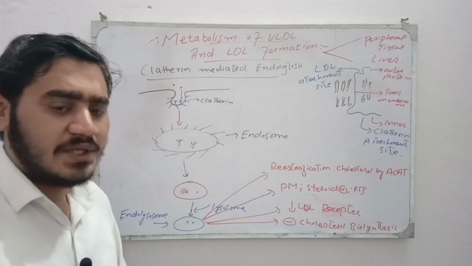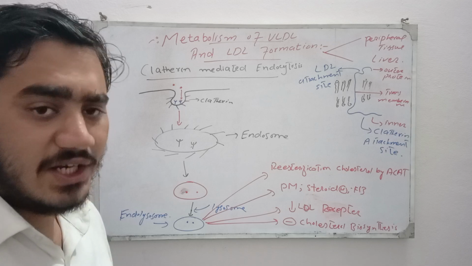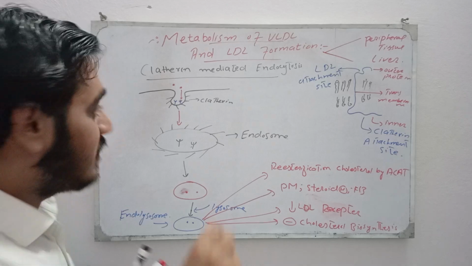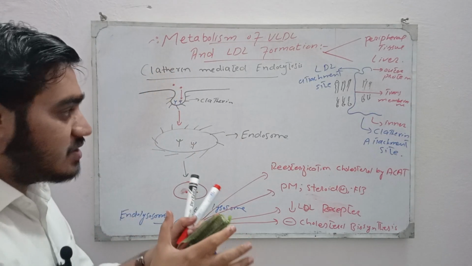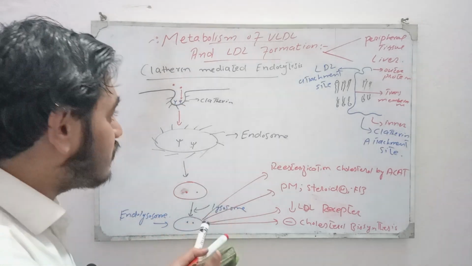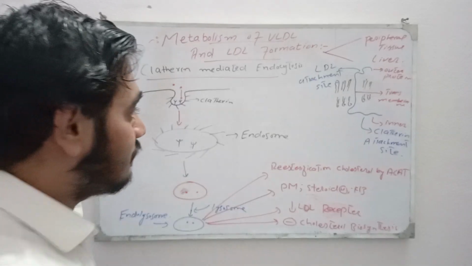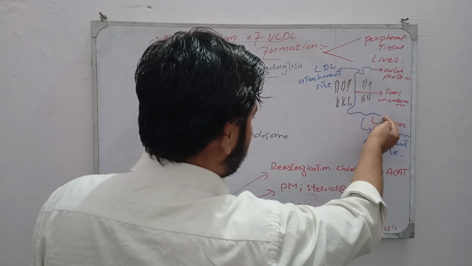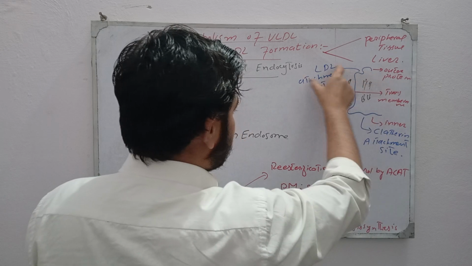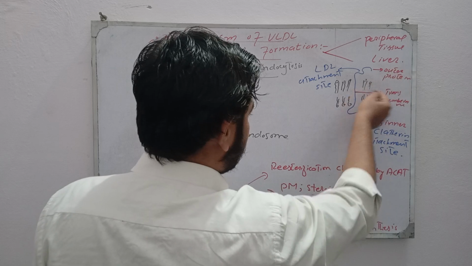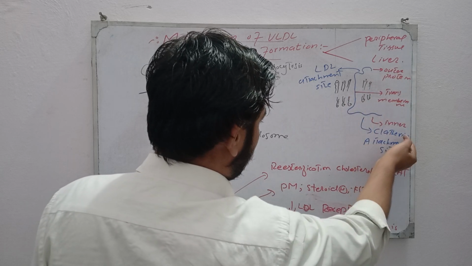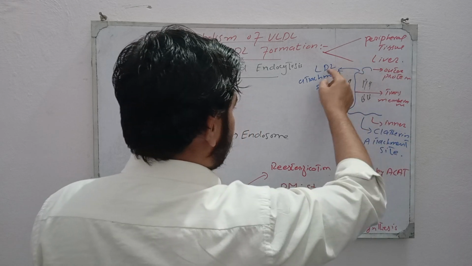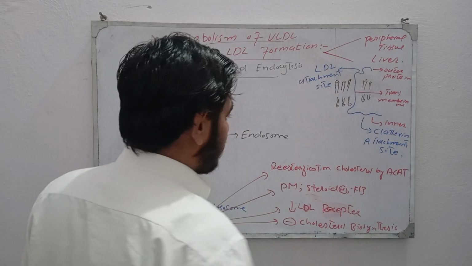LDL is taken up by peripheral tissues and liver by receptor mediated clathrin mediated endocytosis. Clathrin is a protein which helps in the endocytosis of LDL particle. Now this is the general structure of the LDL receptor, which is made up of an outer protein, a transmembrane protein, and an inner protein. The inner protein is the clathrin attachment site. The outer protein is the LDL attachment site.